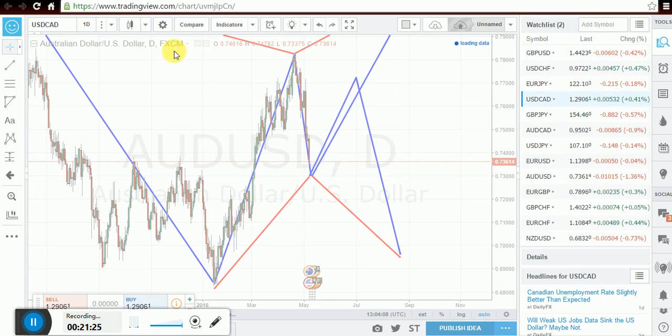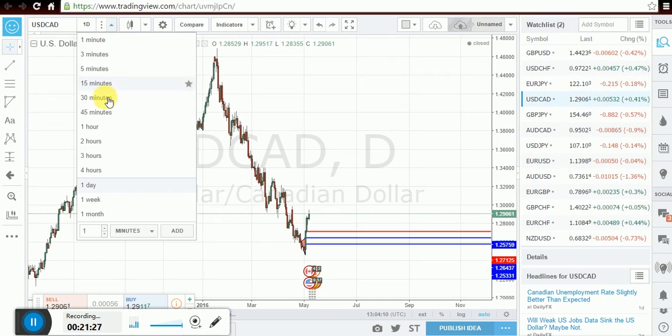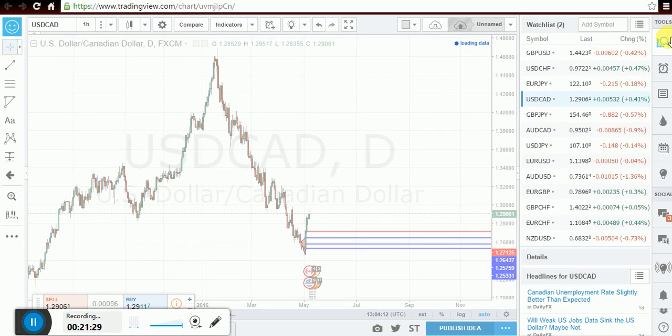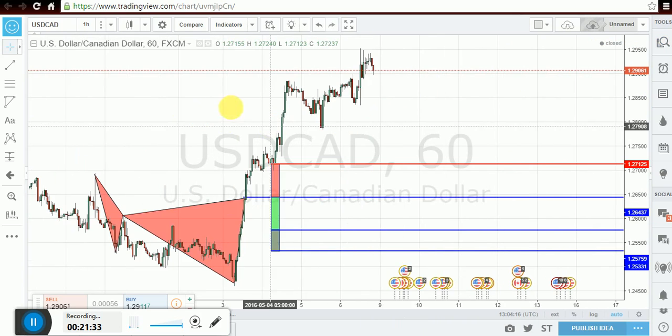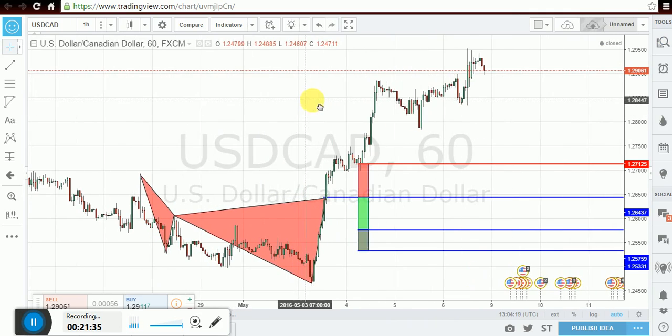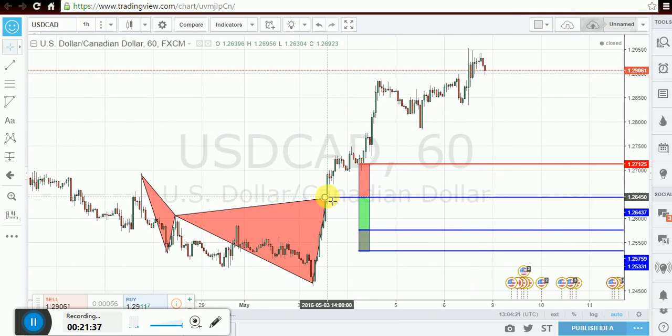So let me just show you guys. It was on the 1 hour chart, right here. So this is the pattern. The market came and it just never reversed, filled this in, and then it just went up, ended up stopping us out.